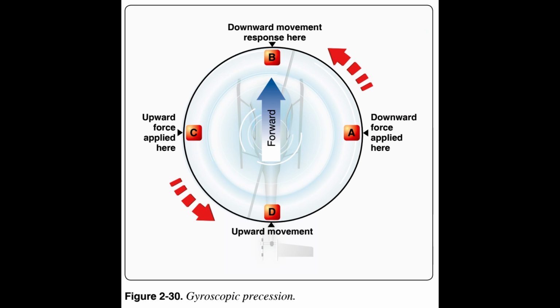Gyroscopic precession. The spinning main rotor of a helicopter acts like a gyroscope. As such, it has the properties of gyroscopic action, one of which is precession. Gyroscopic precession is the resultant action or deflection of a spinning object when a force is applied to this object. This action occurs approximately 90 degrees in the direction of rotation from the point where the force is applied, or 90 degrees later in the rotation cycle.